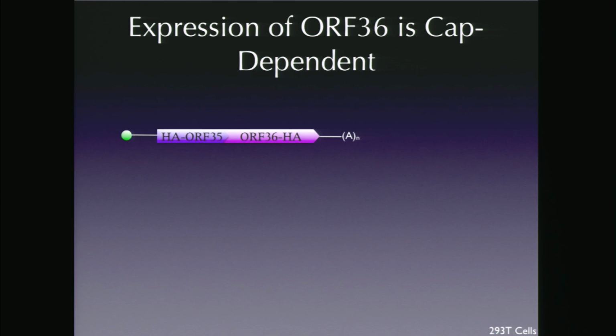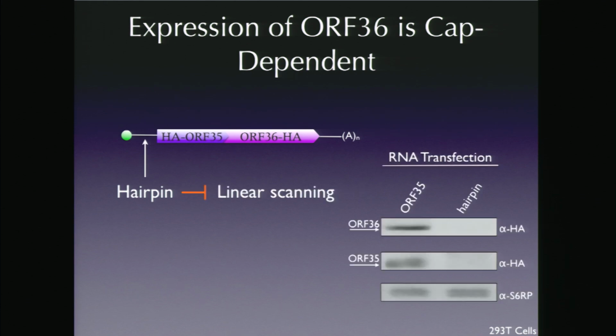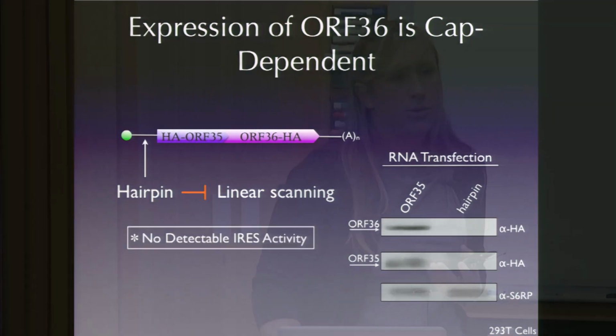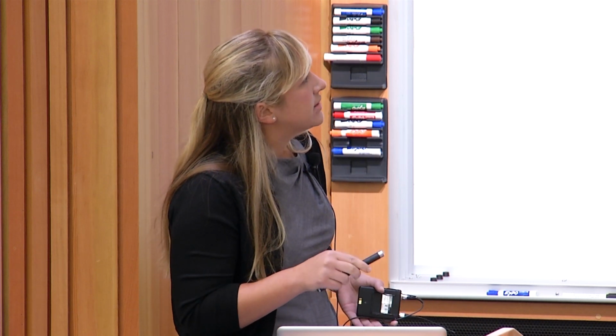So we asked whether expression of 36 was dependent on scanning from the 5' mRNA cap. To look at this, we inserted a very strong hairpin within the native 5' UTR, which is known to impede linear scanning. In this background, we saw that expression of both 35 and 36 was strongly compromised. Consistent with this data, when we directly tested the sequences upstream of 36, there was no detectable internal ribosome entry site activity. Since scanning from the cap is important for 36 expression, we expected that the ORF35 start codon should be strongly inhibitory to 36 expression.